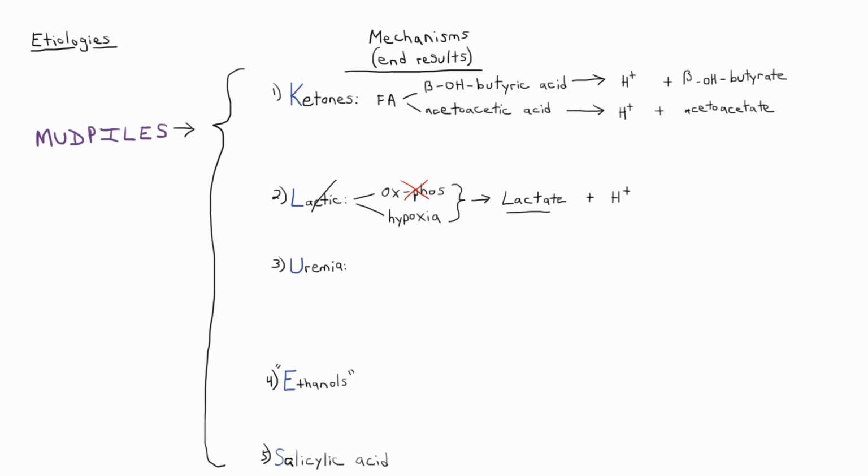U stands for uremia, which indicates renal insufficiency or renal failure. Now, the interesting part here is that you don't get a true high anion gap metabolic acidosis.